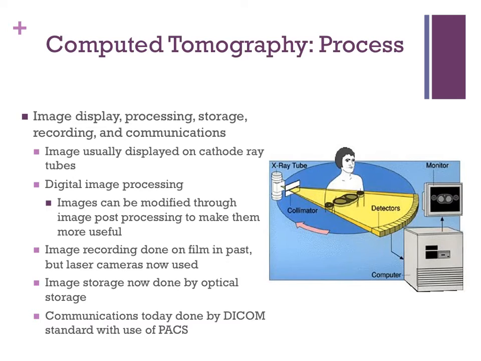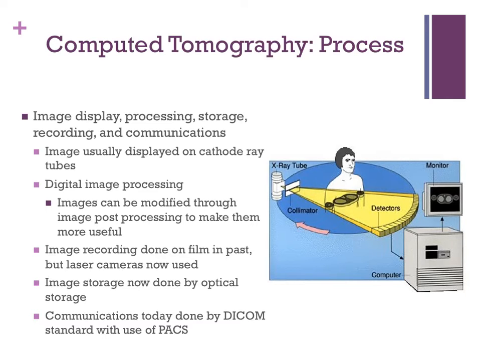Digital image processing is also known as image manipulation, and we'll discuss this more in depth in Chapter 2. Images can be modified through image post-processing to make them more useful to interpretation. An example of this is when transverse axial images can be reformatted into coronal and sagittal reconstructions. And other examples of image post-processing techniques include image smoothing, edge enhancement, and 3D image processing. Image recording has been done on film in the past, but laser cameras are now used.